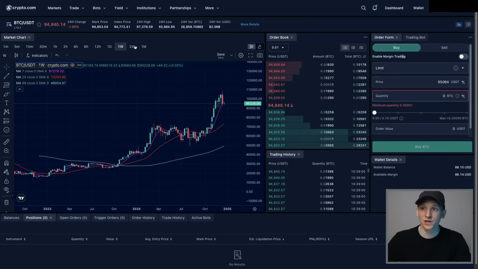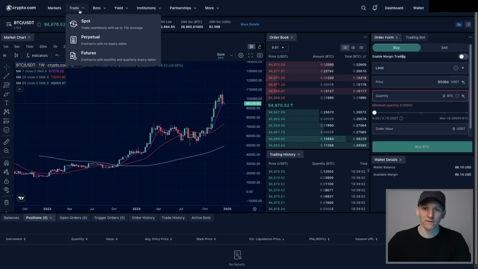This is the crypto.com exchange, not the crypto.com app. That's a different app. You can log in with the same account if you don't have an exchange account yet. It's an app and obviously the web platform.